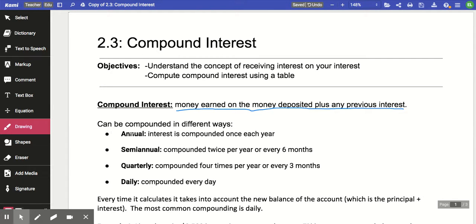Compound interest itself can be calculated in a few different ways. One is annual, so that's once per year. Semi-annual is twice per year. Quarterly, 4 times a year. And daily would be every day, so 365 days a year. Every time interest is calculated, it takes into account the new balance, which again is the principal plus any prior interest. The most common form of compounding is daily.